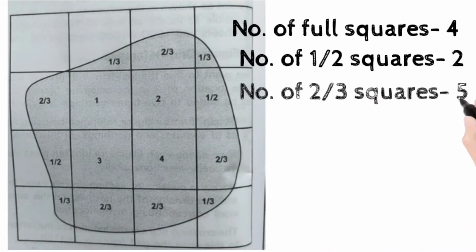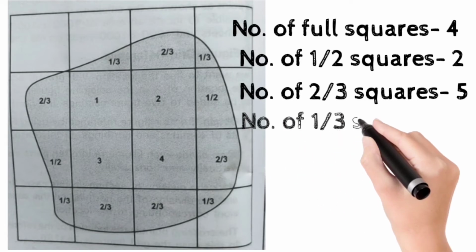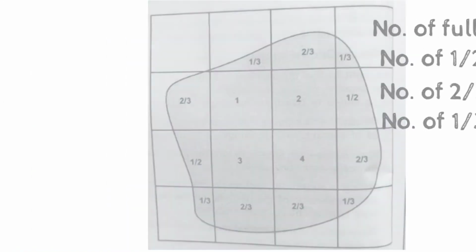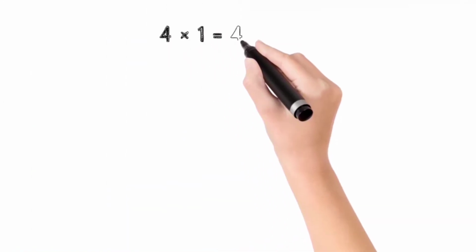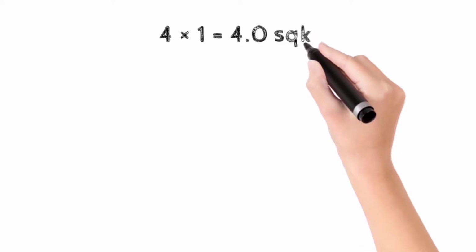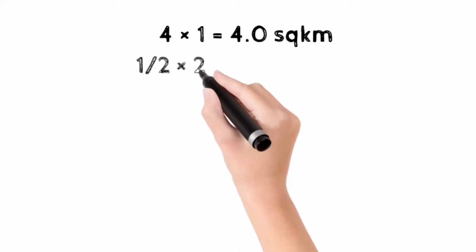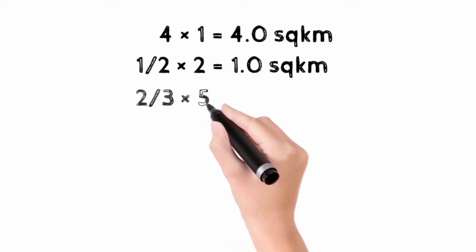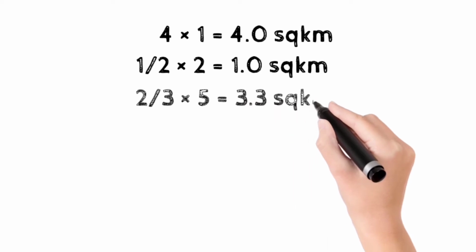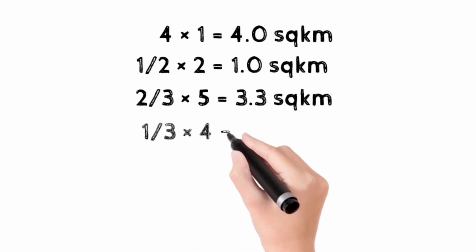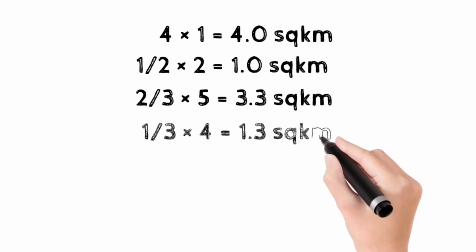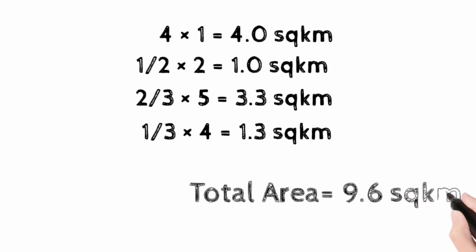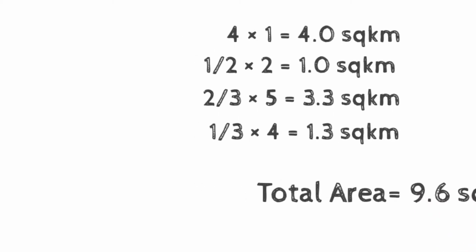Since each square has an area of 1 square kilometer, we can easily conclude the area of 4 complete squares, which would be 4 into 1 square kilometer, that is 4 square kilometer. We got 2 half squares, so half into 2 is equal to 1 square kilometer. Similarly, 2 by 3 into 5 is equal to 3.3 square kilometer. And finally, 1 by 3 into 4 is equal to 1.3 square kilometer. Total is 9.6 square kilometer.